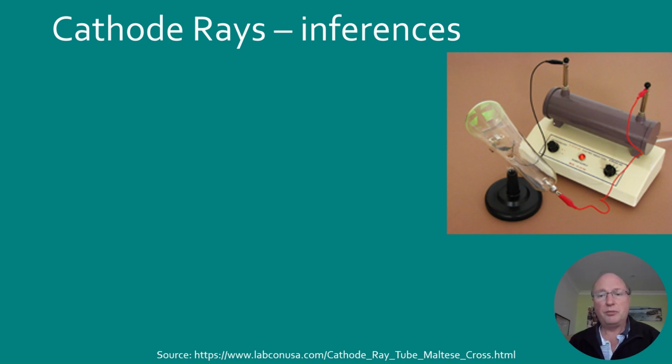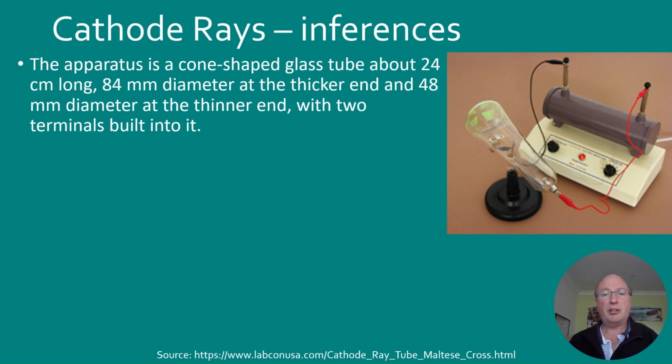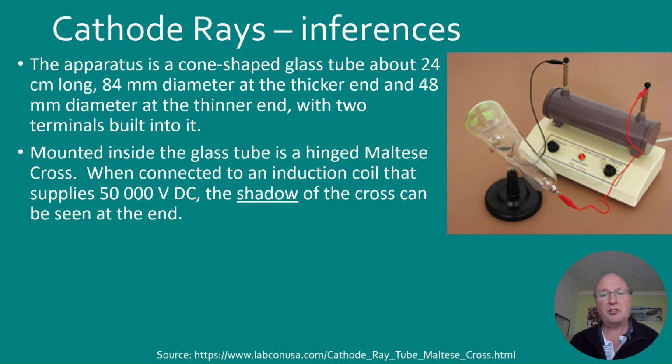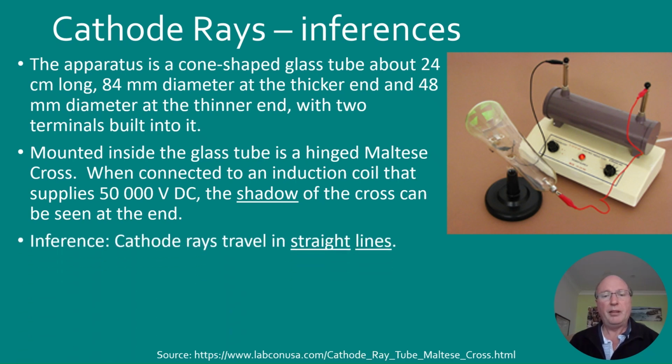But what are the inferences that we can form? Just have a look at the equipment on the right-hand side. The apparatus is a cone-shaped glass tube about 24 centimeters long, 84 millimeters in diameter at the thicker end, 48 millimeters diameter at the thinner end, with 2 terminals built into it. Mounted inside this glass tube is a Maltese cross that's hinged. It can flip up or back down flat. And when it's connected to an induction coil that supplies 50,000 volts DC, as you can see in the photo, a shadow of the cross can be seen at one end. The inference is that cathode rays travel in straight lines to produce this shadow.